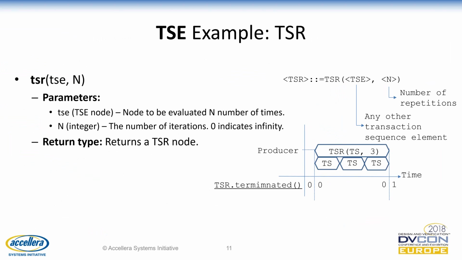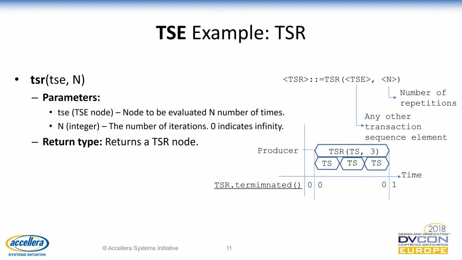And if you look at, for instance, the state function called terminated, if you invoke this on the TSR before it started, it will of course say it's zero, or false, because it's not terminated. While it's running, it's still not terminated, but after it has ended, this function call would return one instead, because now it has been terminated. And to your left is another representation, which is more functional-like, BNF-like, where you have a specification of basically the same thing. You have a TSR node where you need to provide a TSE, and then the number of times it has to be repeated, where zero is infinity. Invoking this function would then return a TSR node for you.